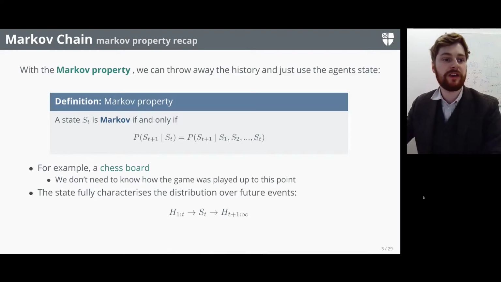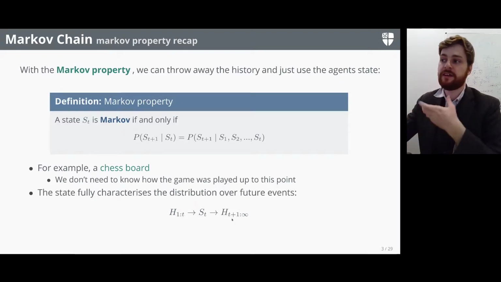And then we had this equation, or this notation, where we said the distribution over the actions and events for the entire future is conditional only on the Markov state, which is the same as if it were conditional on the whole of history. So you can actually throw away all of history if your states are Markov.